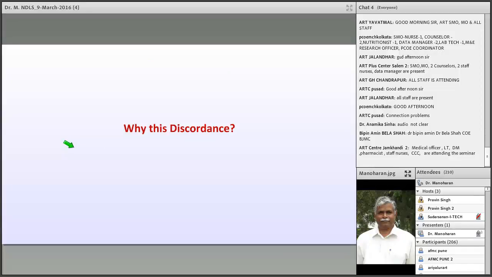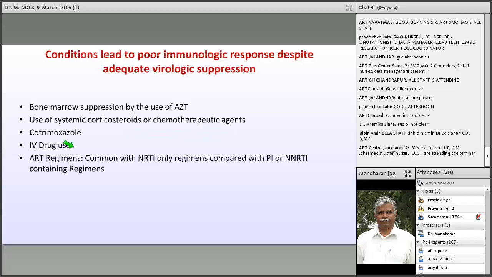So far we have seen what is virological immunological discordance and what is its importance, and now let us see why this discordance happens. What are the reasons for this immunological virological discordance? There are a number of reasons quoted in literature. I will first tell you what are the possible causes.